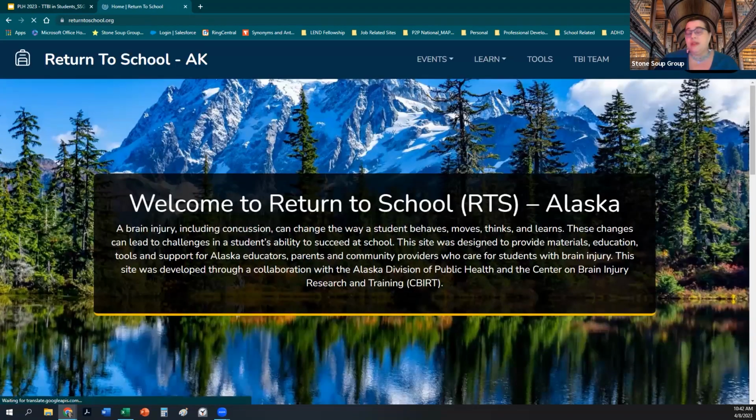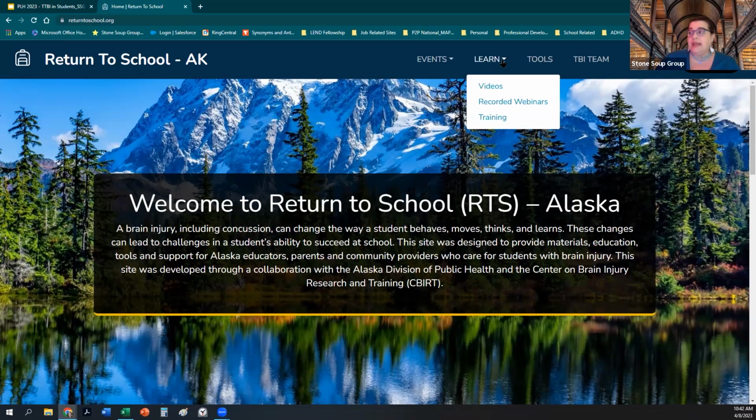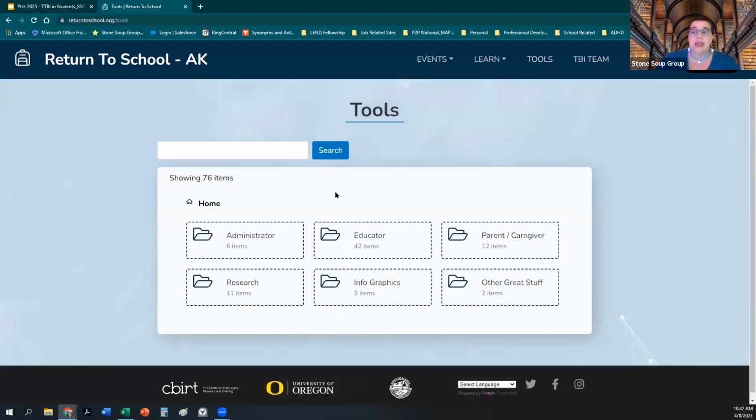The really cool thing about this website is that under Learn, it has videos, webinars, and trainings on brain injury. And the really cool thing that I love is the tools. It actually has tools for administrators, like principals and job managers. It has tools for educators. It has tools for parents and caregivers, the research, some infographics, and great stuff as well.